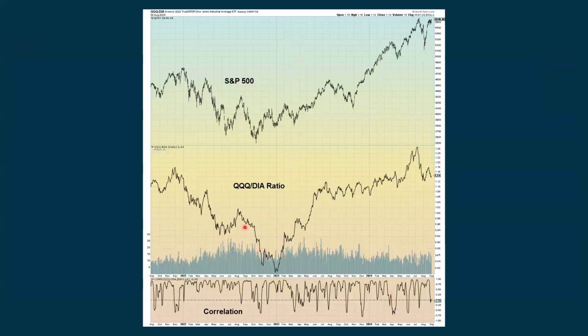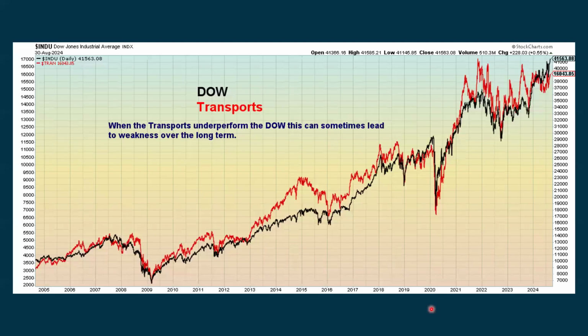And then we look at a ratio between the S&P 500 and then a different ratio here with the NASDAQ 100, the Qs, to the Dow. But we're not really seeing any kind of significant correlation right now. It's pretty much neutral. We want to keep an eye on the transports.